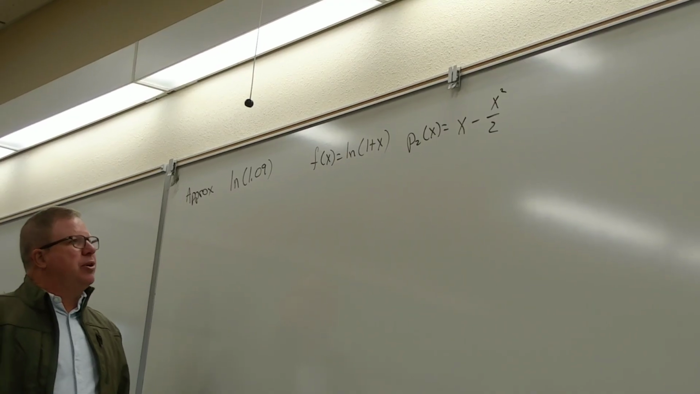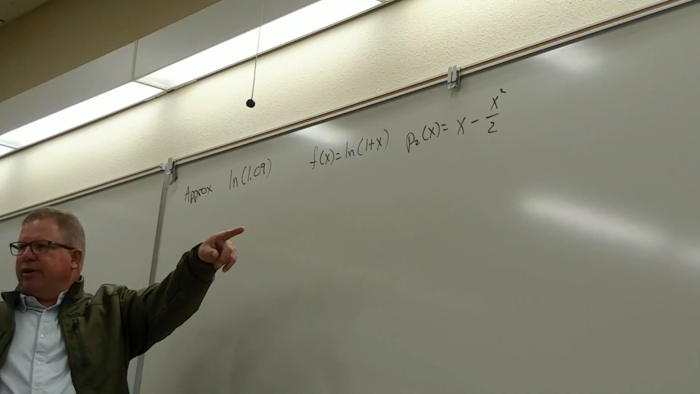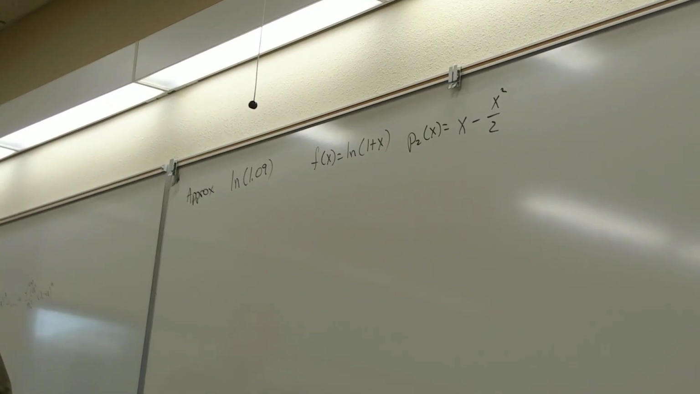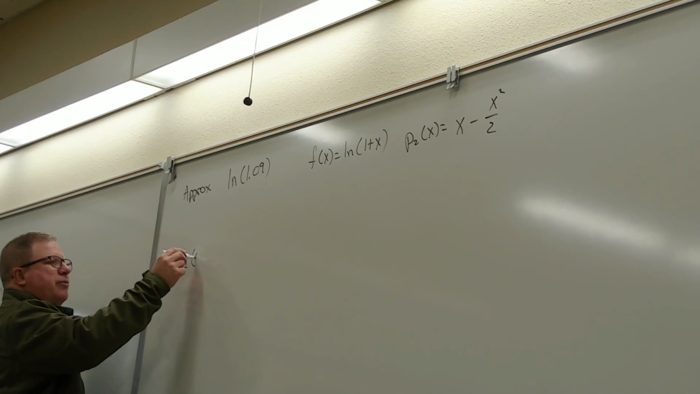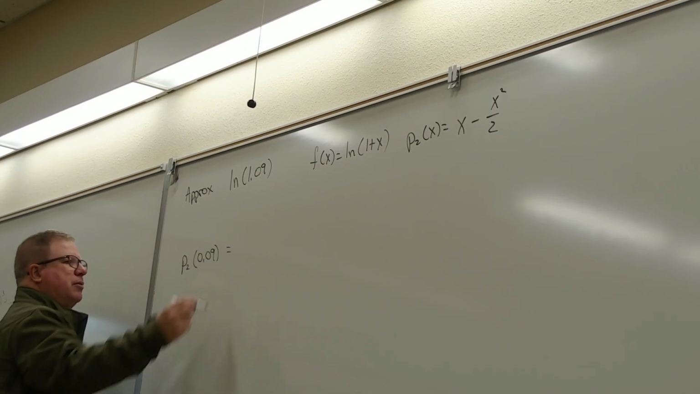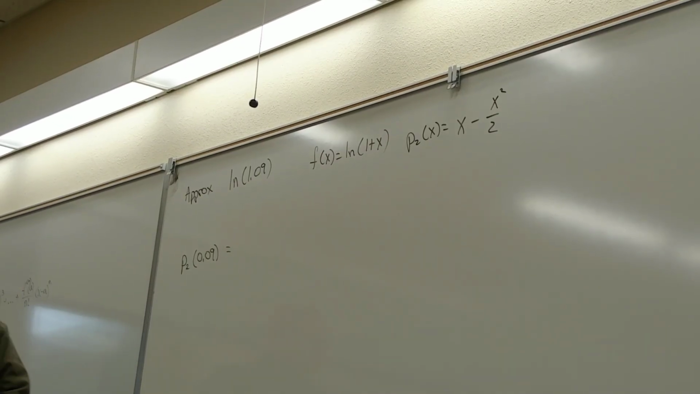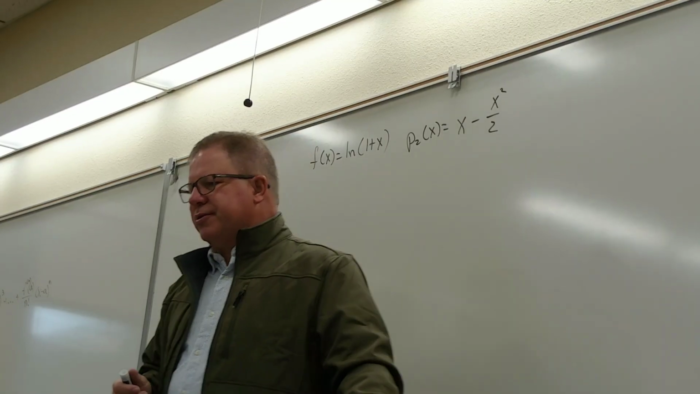So all you have to do here is put 0.09 in for x over there. I'm not going to do it this time. Get out your calculators. Find for me P2 of 0.09. They want it to 4 decimal places.